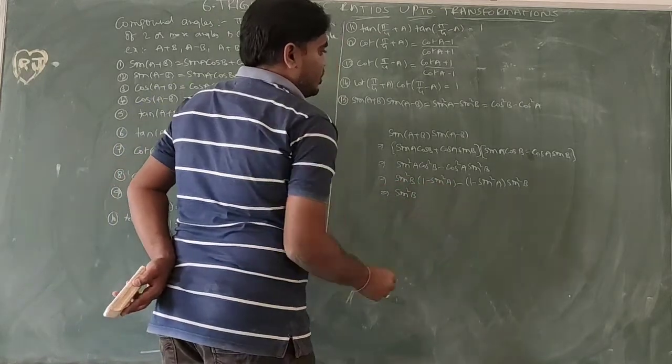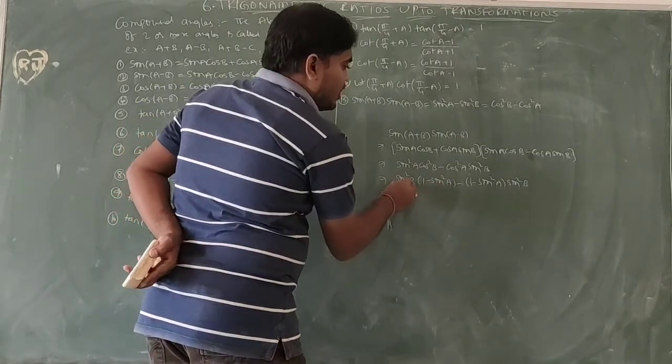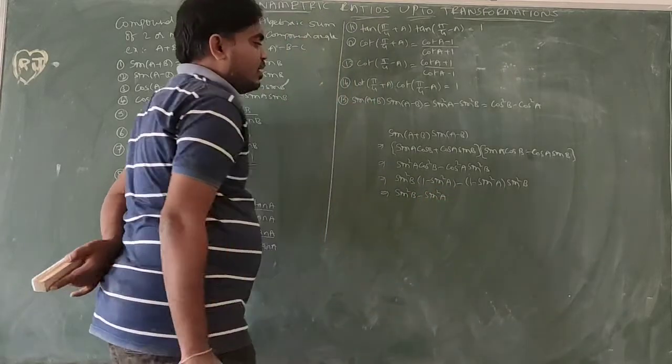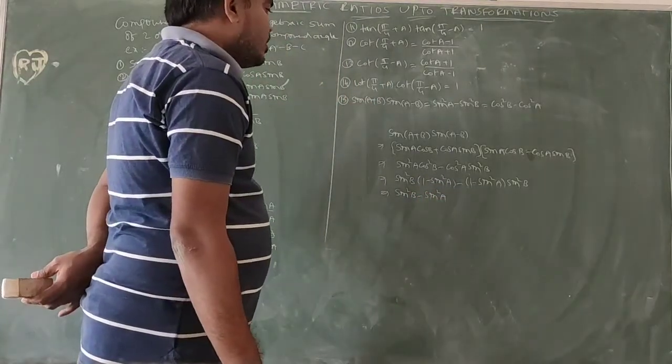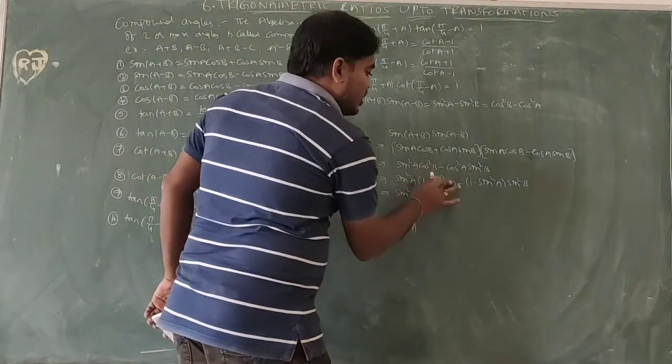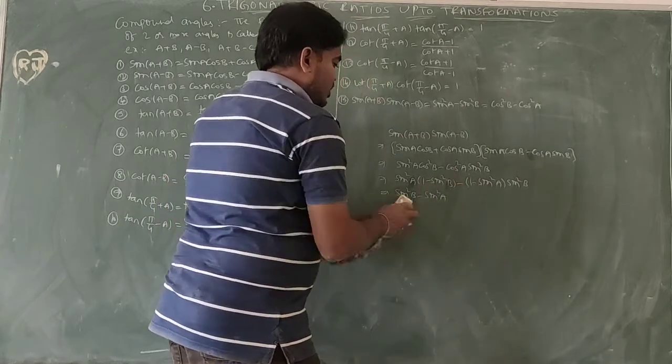This one into this one. Sin square B into minus sin square A minus sin square A. So actually this is sin square A. This is 1 minus sin square B. This is A.